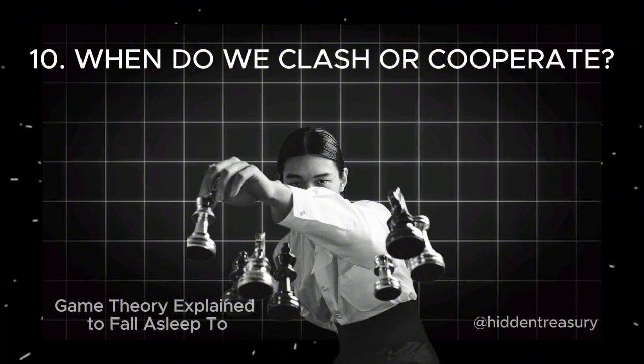Two companies might benefit from keeping prices stable, but if one drops their prices to steal customers, the other is forced to react, and both end up worse off. Or imagine two countries agreeing to reduce emissions. If one cheats to boost its economy while the other sticks to the deal, the entire agreement starts to unravel.